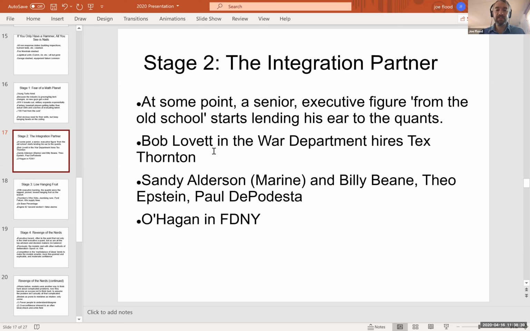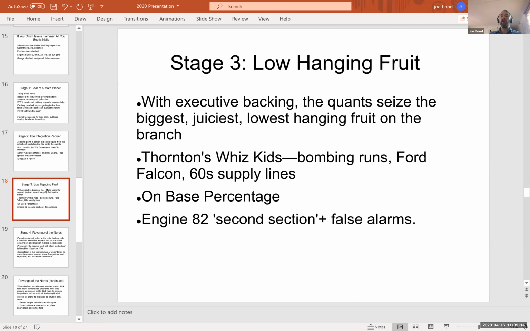In the case of baseball, it was Billy Beane, former player, and Sandy Alderson, who was the GM of the Oakland Athletics and who had been a Marine, came from a different background, really being open to the idea of hiring statistical people, namely Theo Epstein, who became the general manager of the Red Sox and won the World Series there, and then with Chicago, and Paul DePodesta, hiring the nerds, for lack of a better phrase, to do these sorts of things. In the case of the Fire Department of New York, it was John O'Hagan, the chief at the time.